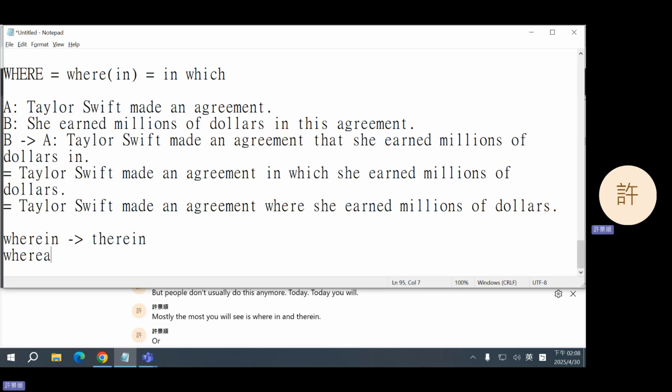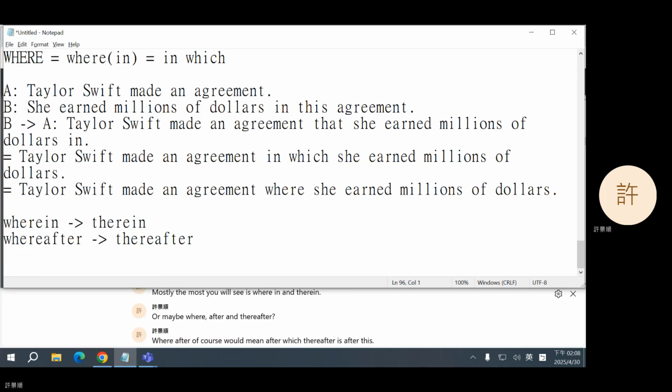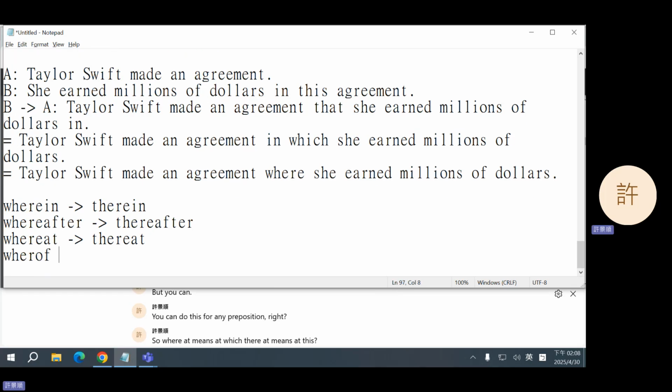or maybe whereafter and thereafter. Whereafter, of course, would mean after which, thereafter is after this. But you can do this for any preposition, right? So whereat means at which, thereat means at this. Whereof means of which, thereof means of this, and so on.